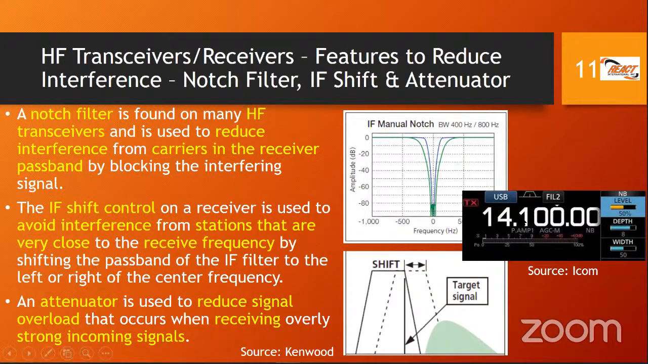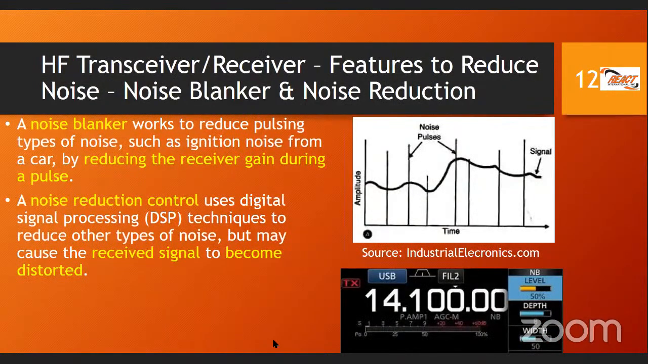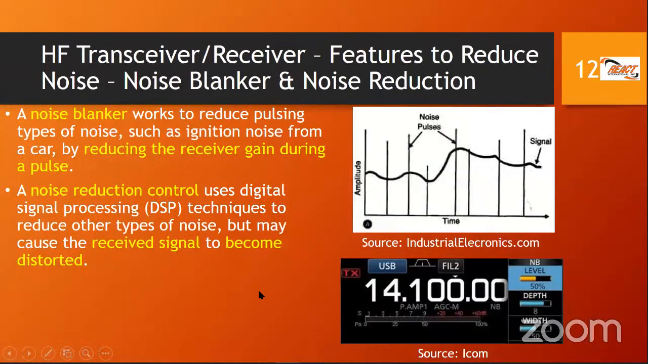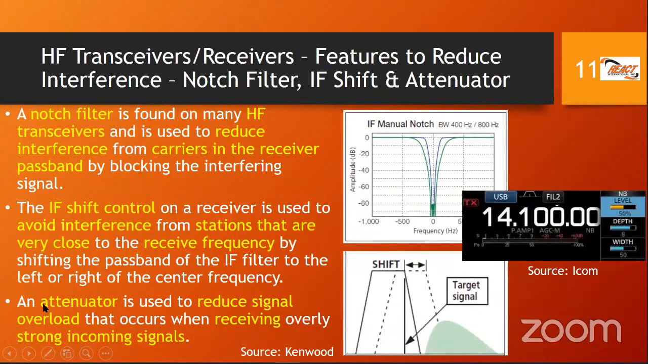So your attenuator here is a feature on your radio, and it is used to push back against signal overload. So if you have a strong signal that is coming in from a nearby receiver, it may overload the front end of your radio, that stage of your radio, and therefore that strong signal may cause you to be very poorly receiving other signals as well. So one way to attenuate or reduce that strong signal that may be affecting your reception is to use the attenuator on your radio.